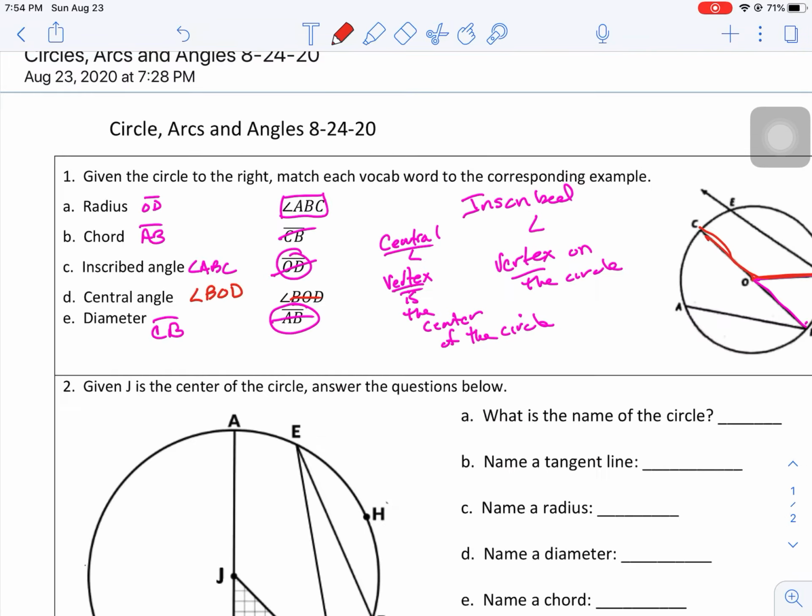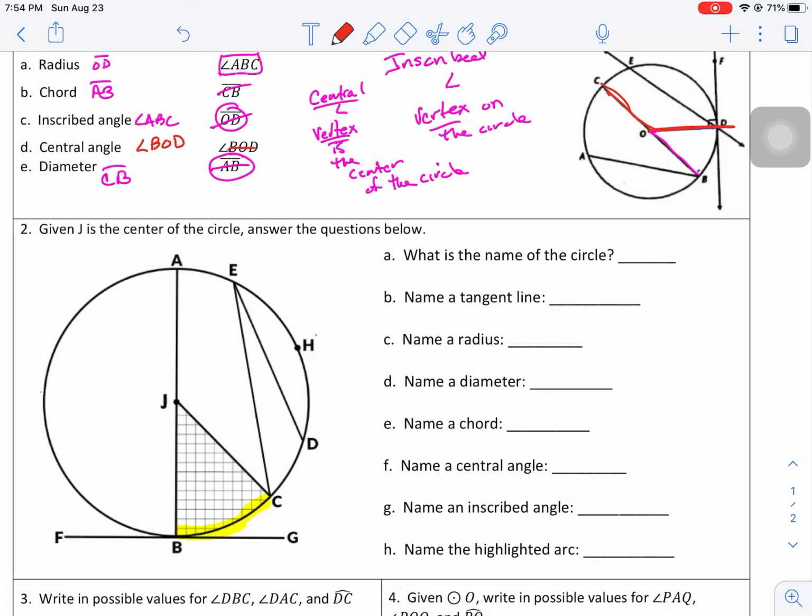Perfect. Okay. And then come in here, this number 2 is a classic of how you're going to start to see some of your tests or quizzes. All right. Given circle J, given J is the center of the circle, well, that's circle J then. Answer the question below. What is the name of the circle? Well, circle J. All right. So the circle symbol is just a circle with a dot in the middle.